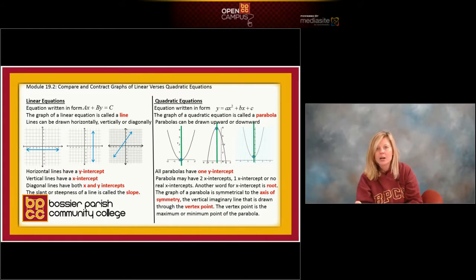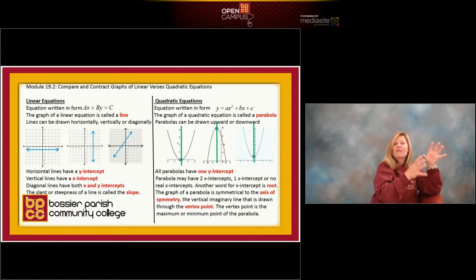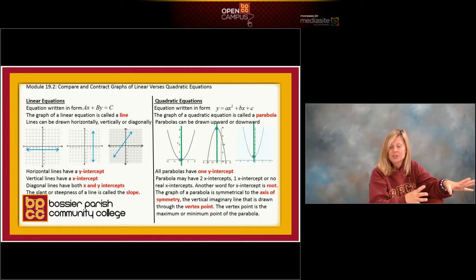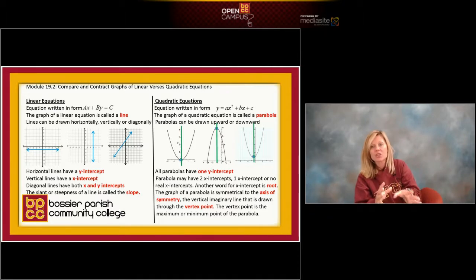What you do not hear with parabolas is the word slope. And that's what I want us to think of. Slope is specifically a vocabulary word related to graphing linear equations, lines. So you're not going to hear us talk about slope with quadratic equations, parabolas. Instead, you're going to hear vertex point, axis of symmetry. The words that both equations have in common when you graph are x-intercepts and y-intercepts.